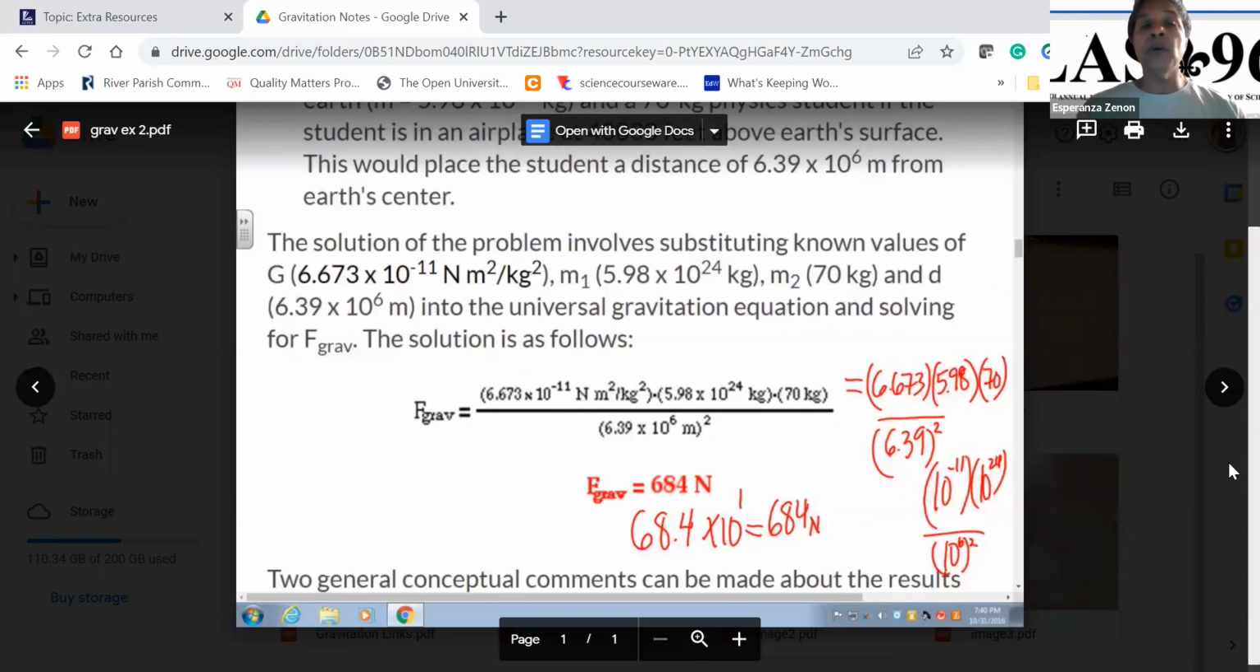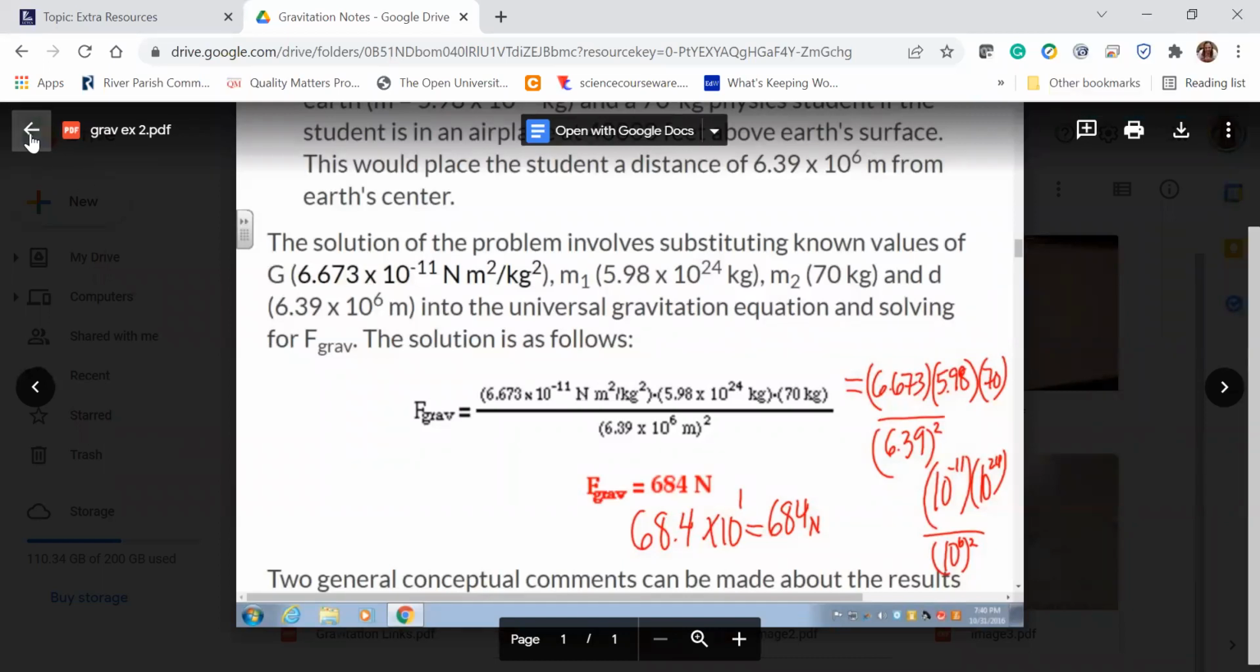So we're not relegated to just figuring out an object's weight on the surface of a planet or on the surface of a moon or on the surface of an asteroid or whatever. Wherever they're at, all we need to do now is figure out how much mass and how far apart, and we can find the gravitational force. Okay, any questions about that? No, ma'am. All right, good.